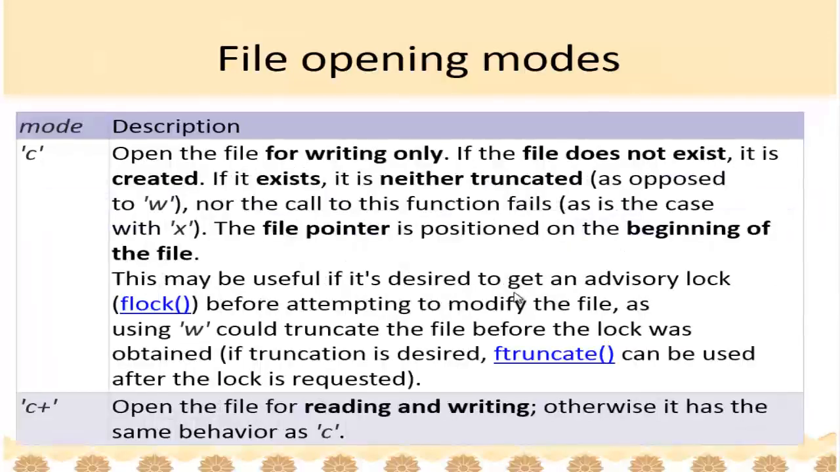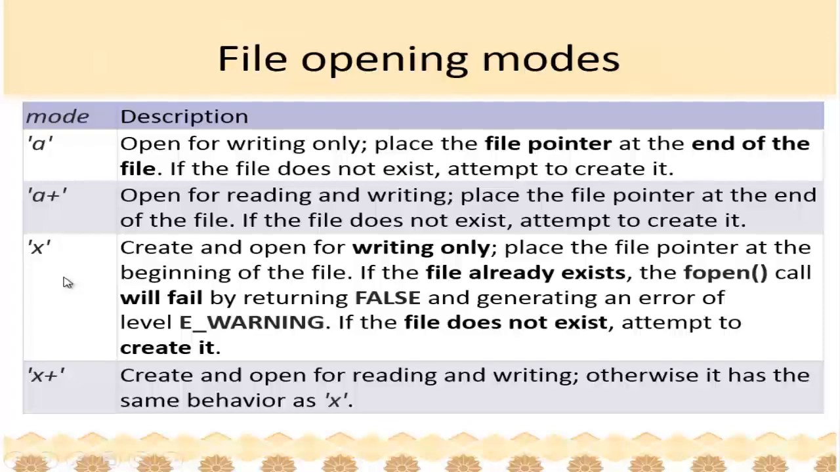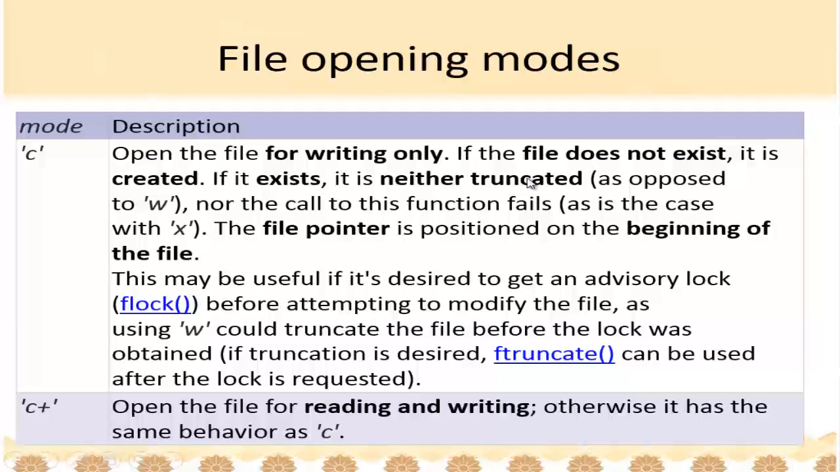Then we have the C mode, C and C plus. C is for writing only. The only difference is if the file does not exist, it just creates it. Unlike the X mode, if the file already exists, it will fail, whereas with C, if the file exists, it is going to use it. If it is not there, it's going to create it. However, you must be careful with it. When you use C plus, if the file does not exist, it's going to create it. If it exists, it is not truncated. That is a small difference.